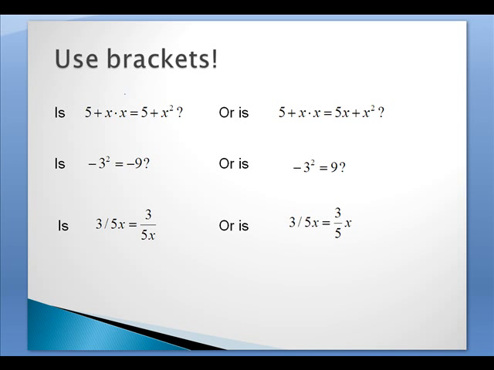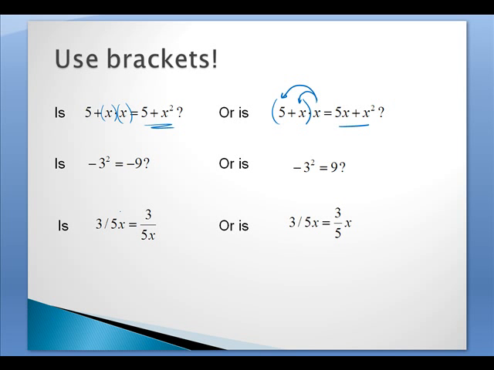So for example, the one on the left here, if I had brackets around this x here and around this x here, well then we would know that it's 5 plus x squared. However, on the right-hand side, if I had brackets around the 5 plus x, well then we would know that we have to FOIL the x through the entire bracket, and that would give us 5x plus x squared.